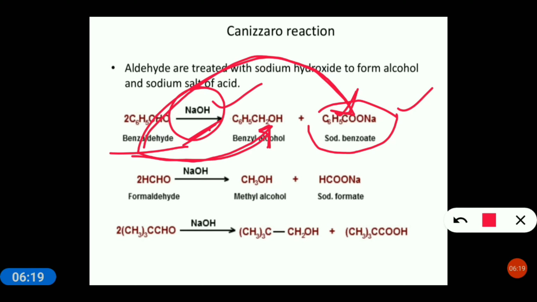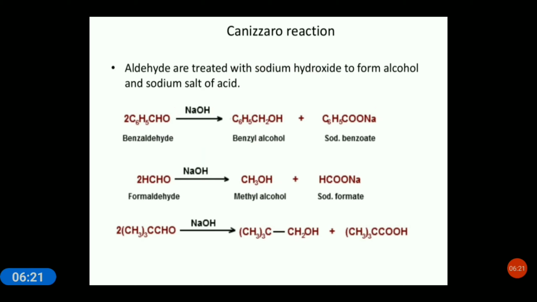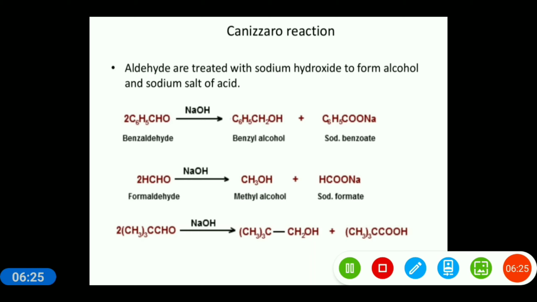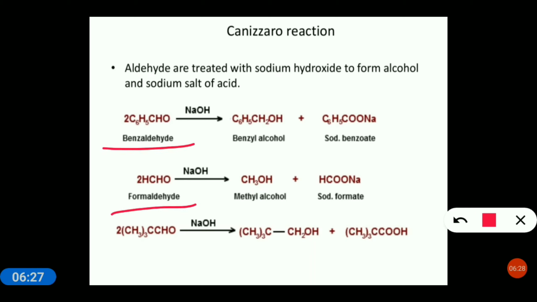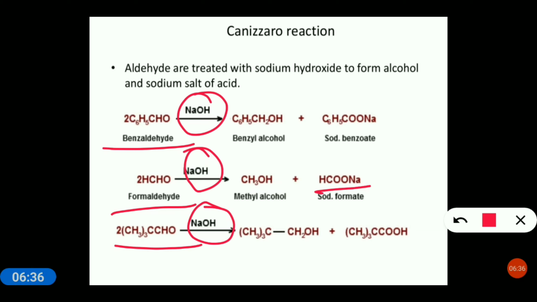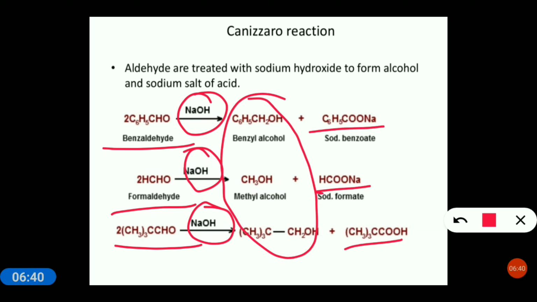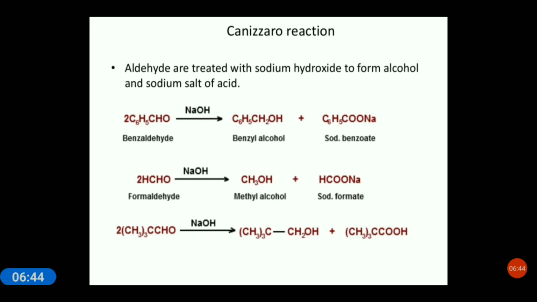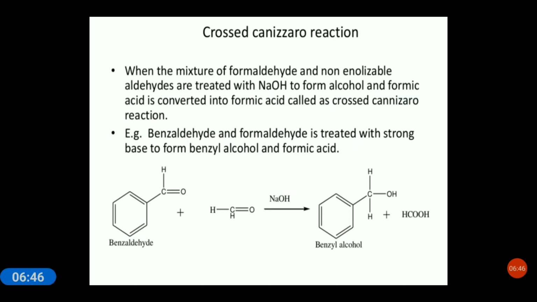So in all these reactions you will see the aldehydes which do not have an alpha hydrogen atom react with the base, alkali NaOH, and one molecule gets oxidized and the other molecule gets reduced. So you will get a mixture of the sodium salt of the acid and alcohol in the Cannizzaro reaction.